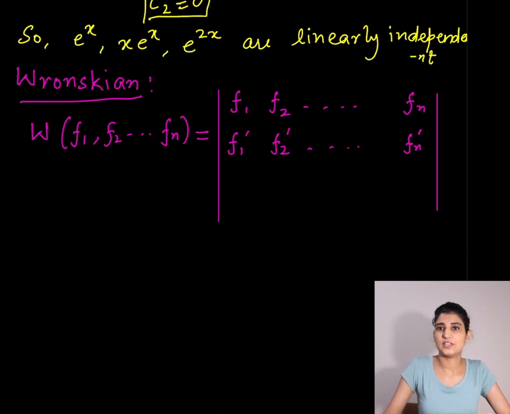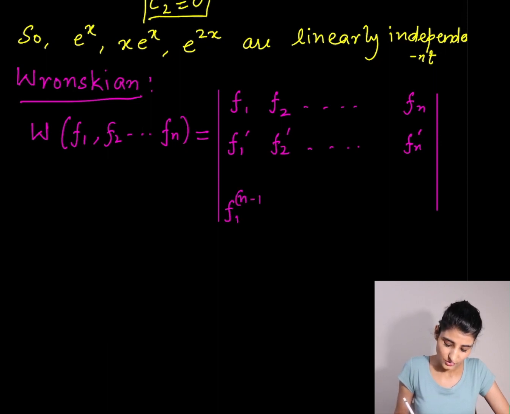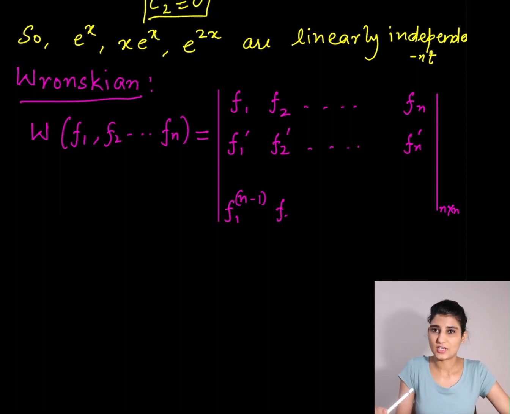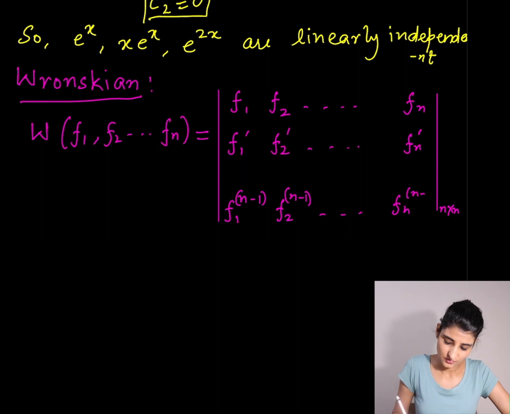In the third row you will take the second derivative, and so on, and in the last row we are going to take the n minus 1th derivative. So basically there are total n rows. This is n cross n. In the first row we are keeping the function as it is, and in the last row we are reaching till the n minus 1th derivative.